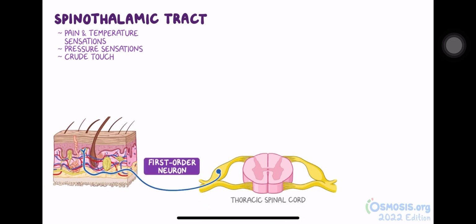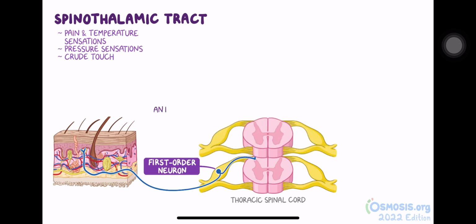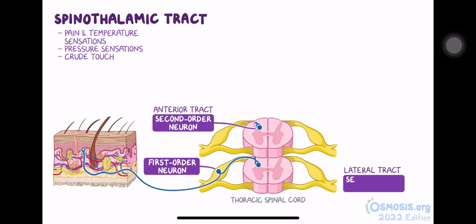The first-order neurons of the spinothalamic tract originate from receptors within the skin. The impulse travels within peripheral nerves to the dorsal root ganglion, where the cell bodies of the first-order sensory neurons are located. Then the signal enters the spinal cord, where the axons of the anterior tract don't actually synapse right away, but first ascend one or two spinal levels before synapsing with the second-order neuronal cell bodies located in the ipsilateral dorsal horn of the gray matter. On the other hand, the first-order neurons of the lateral tract typically synapse right away with the second-order neurons at the same level they enter the spinal cord.